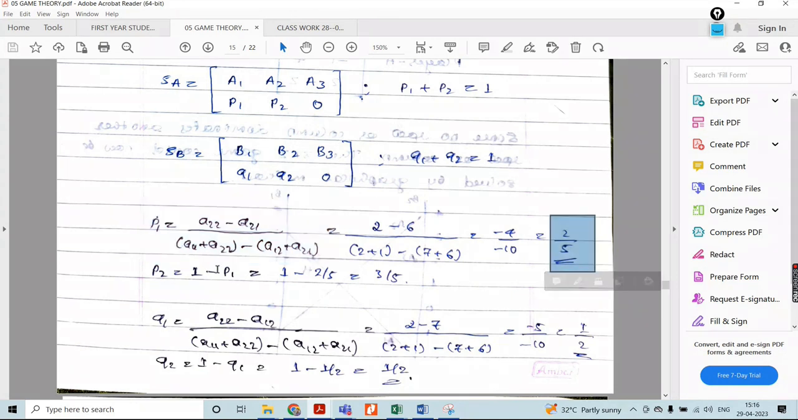Then P2 value is 1 minus P1. Then you will get 3 by 5. Then similar to that, Q1 is (A22 minus A12) divided by (A11 plus A22 minus A12 plus A21). Then substitute all these values, you will get 1 by 2. Then Q2 is equal to what? 1 minus Q1, which is equal to 1 by 2.